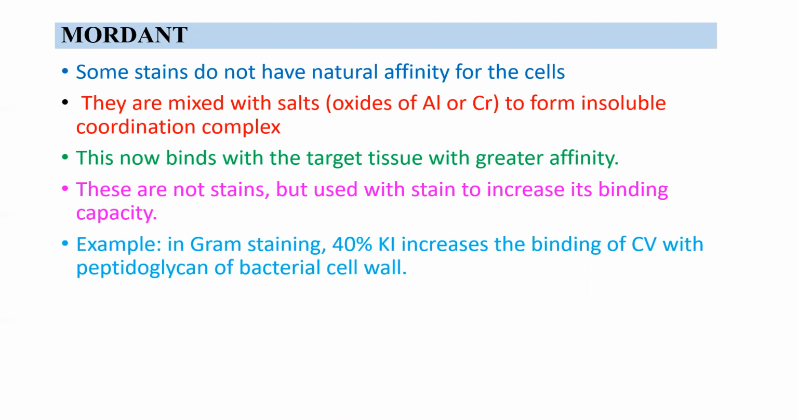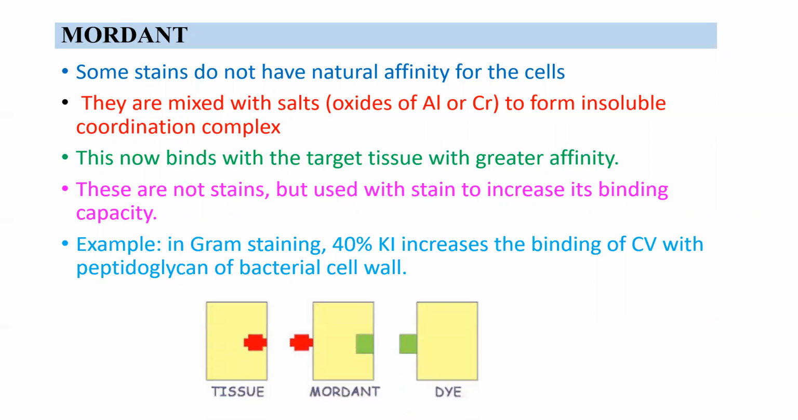For example, as we have seen in gram staining, 40% potassium iodide increases the binding of crystal violet with peptidoglycan of the bacterial cell wall. So here we can see the application of mordant increases the affinity of dye towards the tissue.